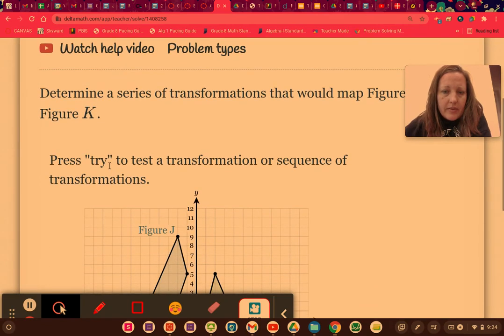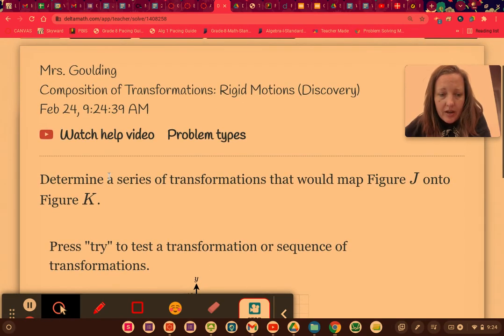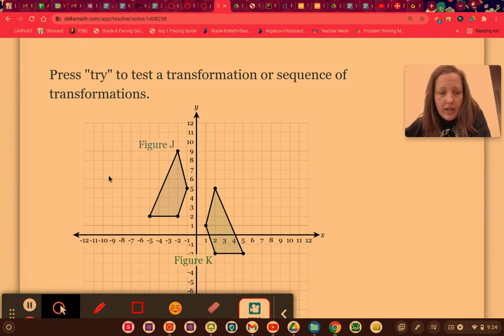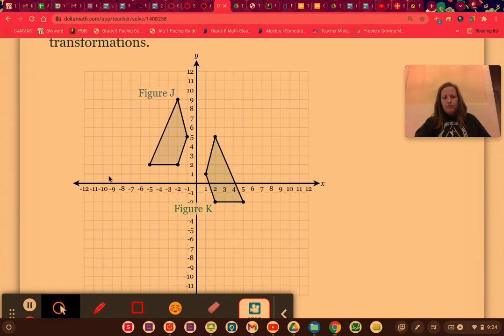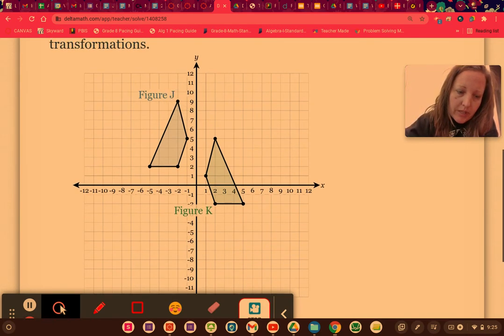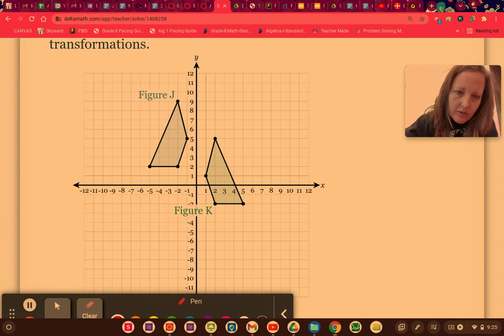Determine a series of transformations that would map figure J onto K. So which one comes first? J, right? J comes first. So, what are you thinking? Let's just look. When it becomes overwhelming, just take it and look at one point. It's like life. When life is overwhelming, just start with one thing and figure that part out.